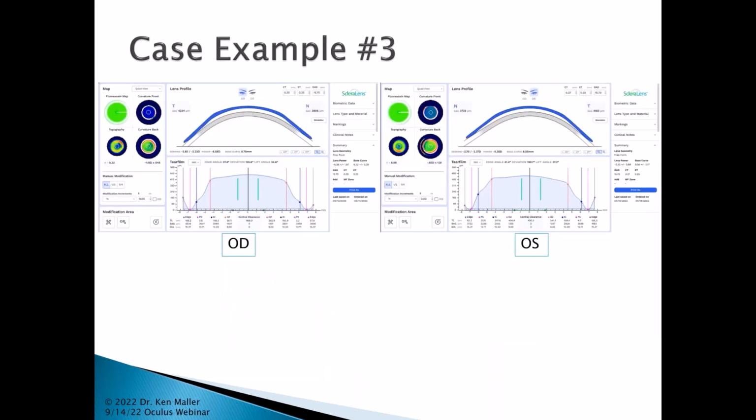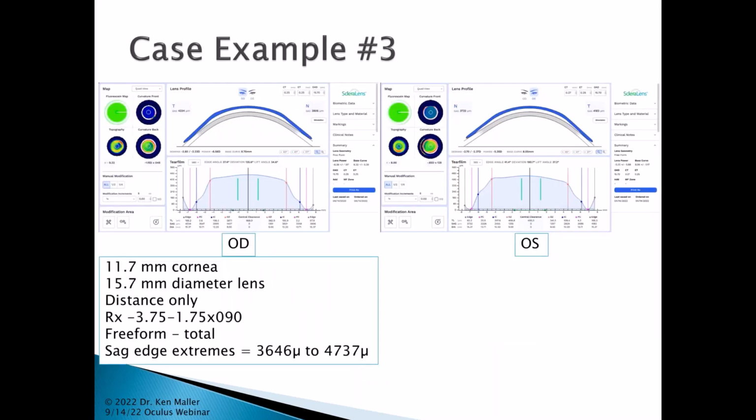So here are the 2 lenses that I designed. It's an 11.7 cornea, 15.7mm lens. I designed distance only. Put the Rx in. It's a freeform total. The total lens was freeform, and the extremes on this sagittal edge was once again a little better than 1 millimeter to deal with the asymmetry out in the periphery there.